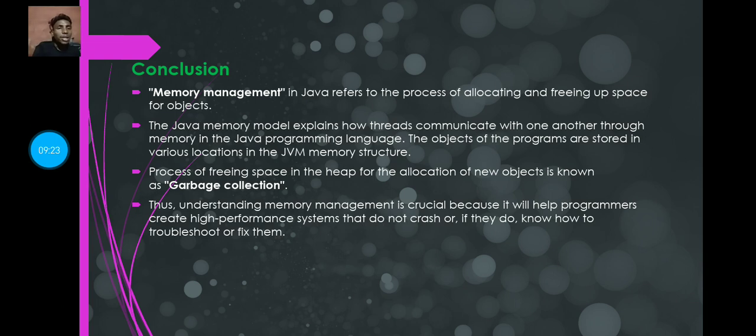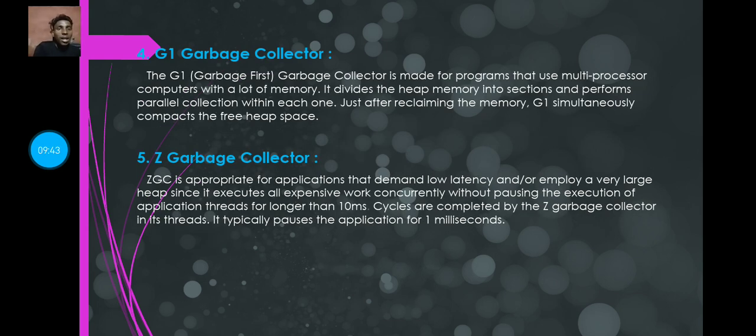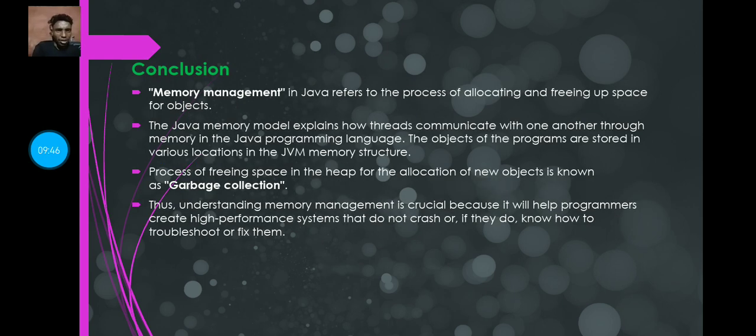Conclusion. Memory management in Java refers to the process of allocation and freeing up space for objects. The Java memory model explains how threads communicate with one another through memory in the Java programming language. The objects of programs are stored in various locations in the JVM memory.